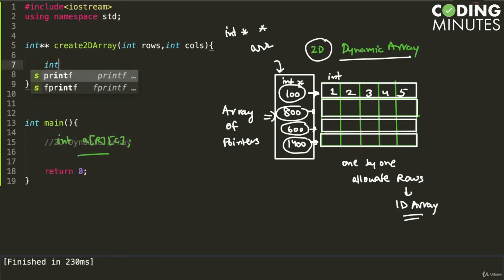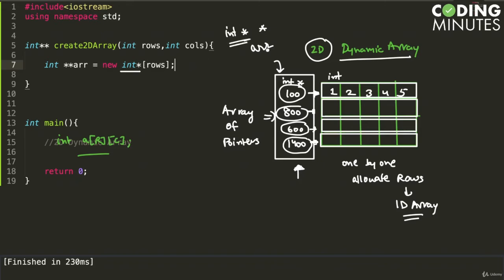So now first I will create this variable int star star array, and I will initialize it with an array of int star. Okay, and the size would be equal to the number of rows. Okay, so what we did, we first created this part. We first created this array, and in this array each element is of the type int star, and this starting address is of the type int star star. Okay, so I hope this is clear.